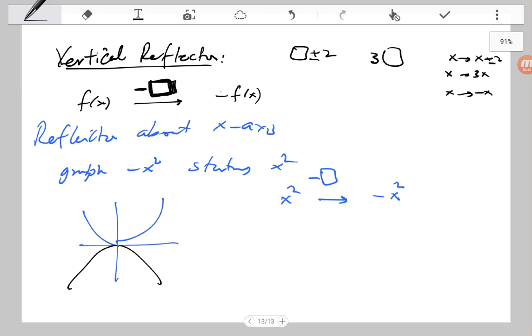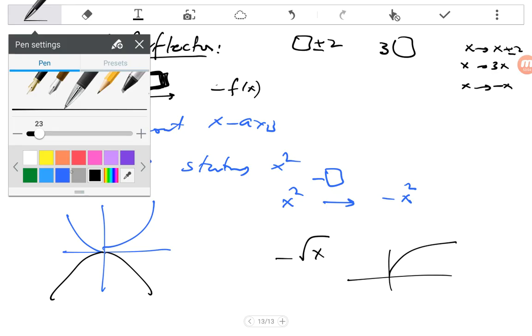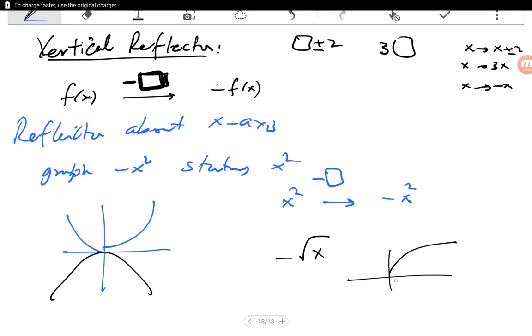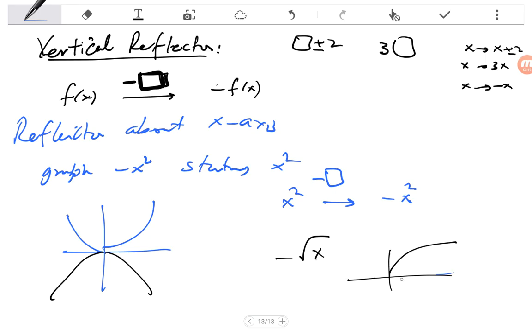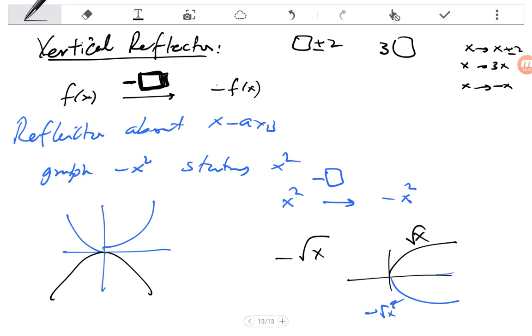What about if, for example, I need to graph negative root x? I know that root x is like this. So negative root x will just be a mirror on the x-axis. We're taking the whole function and multiplying by the negative, so that will be like this. This is negative root x. Okay? And this is positive root x.